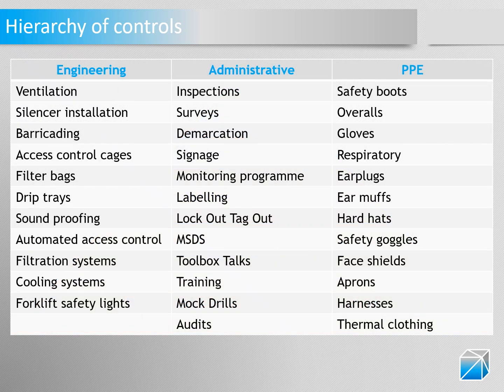Here are some examples of controls. Engineering controls refer to physical or mechanical systems designed to isolate or remove hazards from the workplace, thereby reducing the risk of exposure to workers. Administrative controls are methods of managing workplace hazards by modifying work practices, procedures, and policies. They aim to reduce the duration, frequency, or intensity of exposure to hazards by changing how work is done.